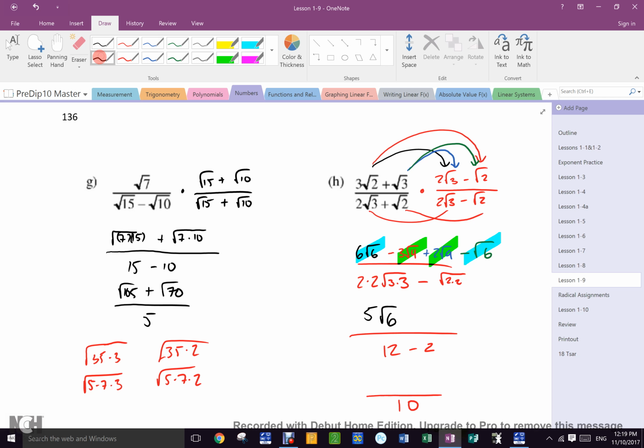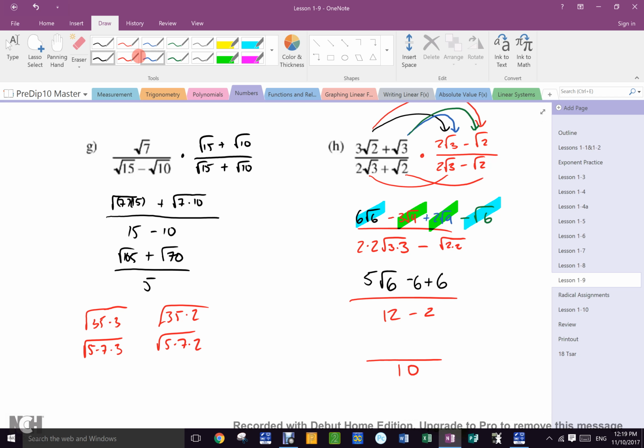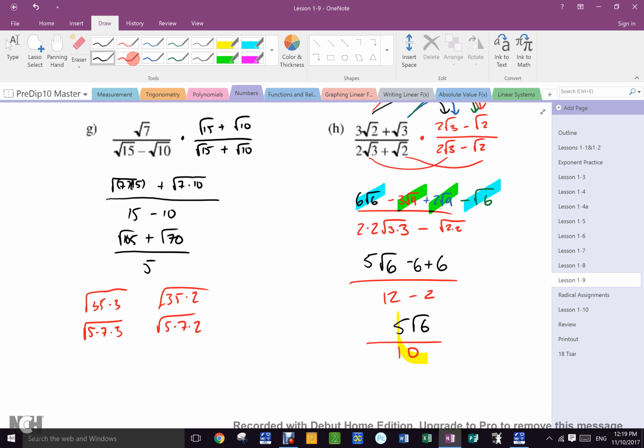What do I do there? You can simplify that. That's minus 6 plus 6. What happens there? They're gone. 5 root 6. Now, am I done? No. You can still simplify those two. To what? One. Root 6 over 2. Is everybody good? Great.